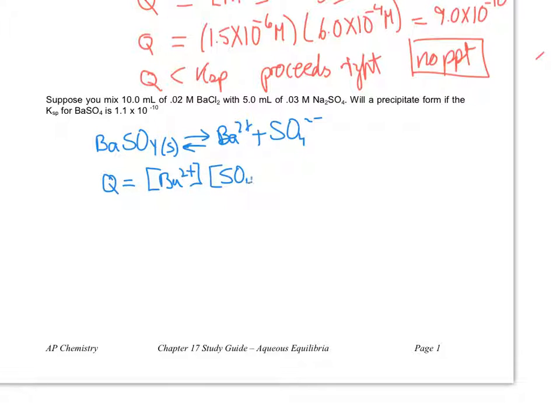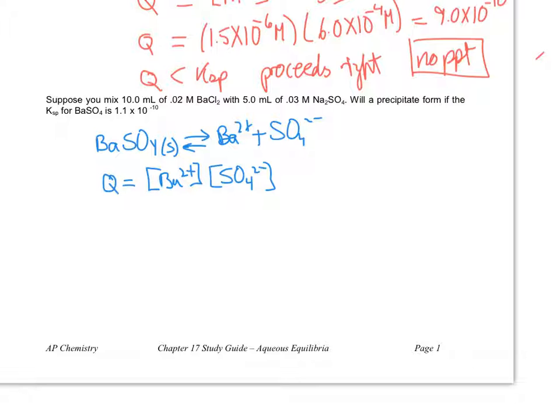So here's my Q expression: concentration of the barium ion times the concentration of the sulfate ion, and I need to plug them in. Now the barium would come from the BaCl2, but it is not 0.02 molar. And the sulfate is going to come from the sodium sulfate, but it is not 0.03 molar. I don't plug in 0.03 here and 0.02. Why not? Because I'm mixing two solutions. Once I mix the two solutions together, then my volume changes.